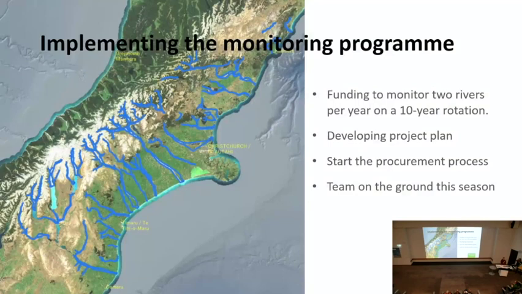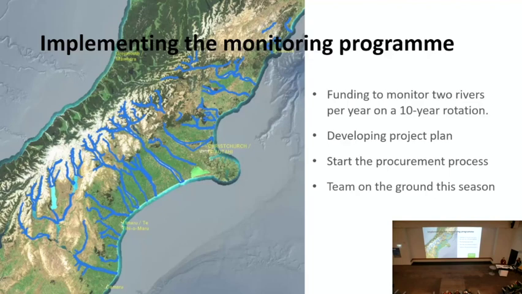This year, just beginning of July, we found out that we've got funding to monitor 2 rivers per year. We're thinking that we'll do this on a 10-year rotation. So we try and do one big river and an associated 1 or 2 small rivers each year. Right now we're developing a project plan, trying to work out which rivers, exactly what our methodology will be, any adjustments that we might want to make. And hopefully we'll have that done over the next few weeks.